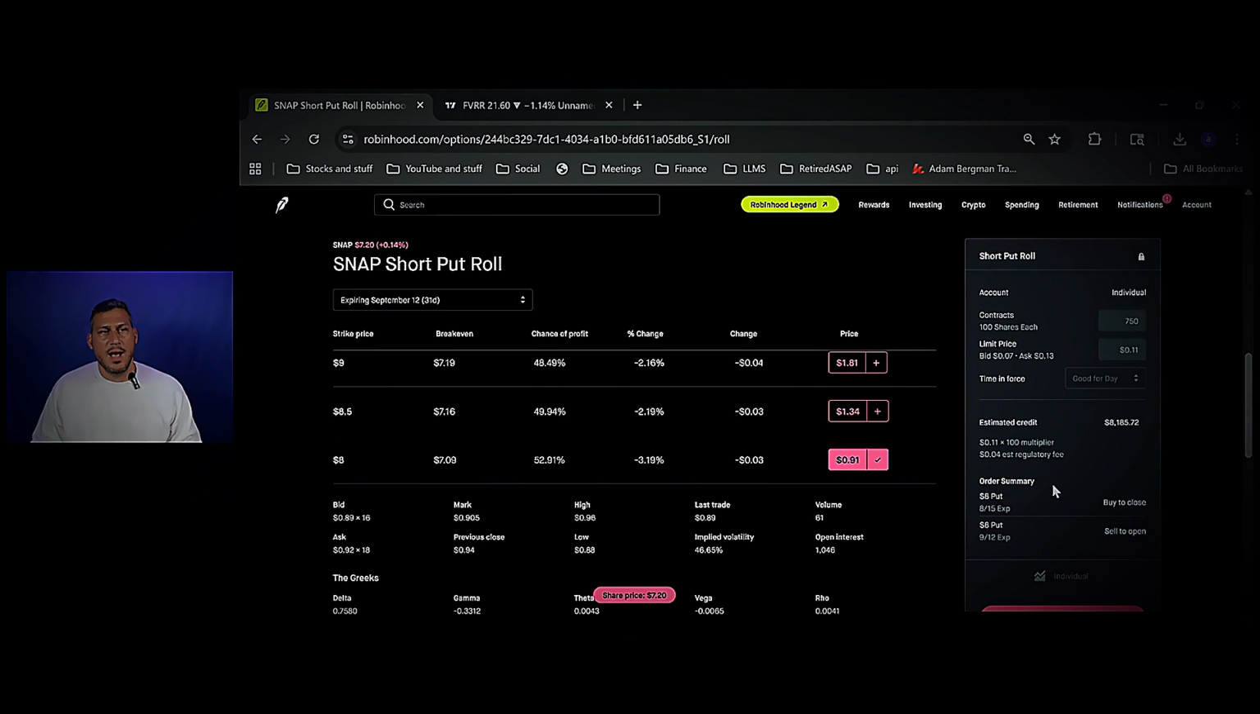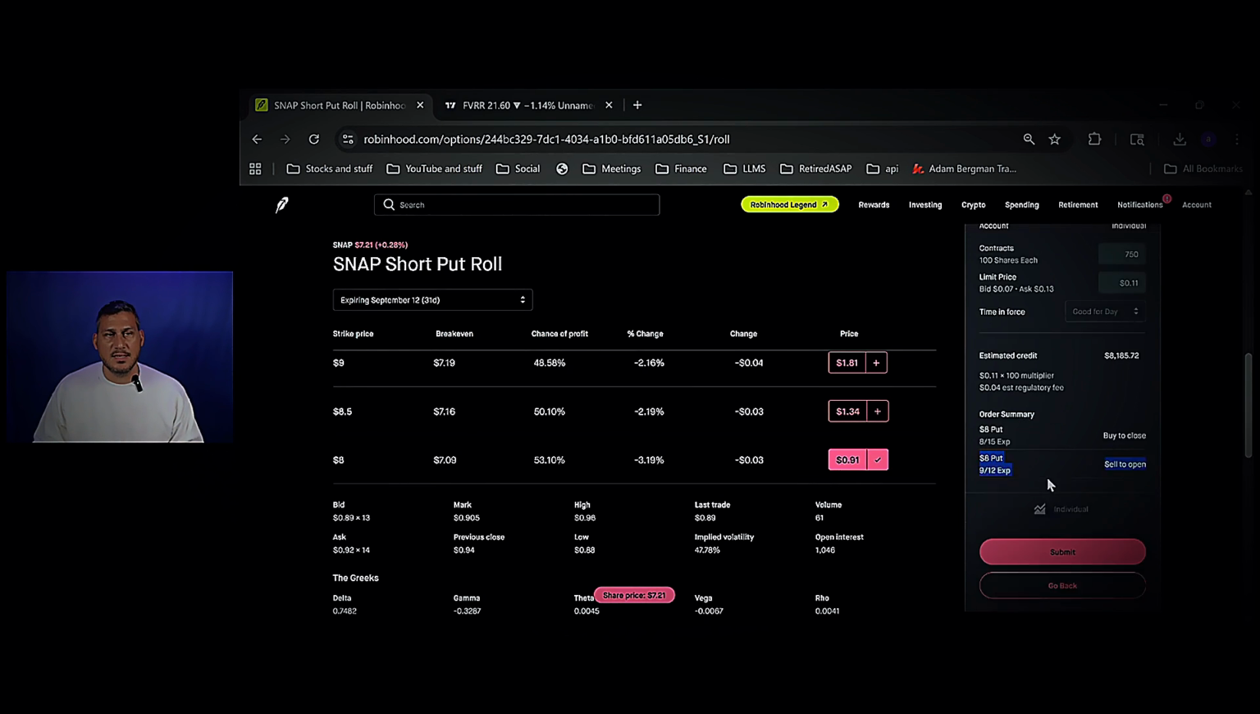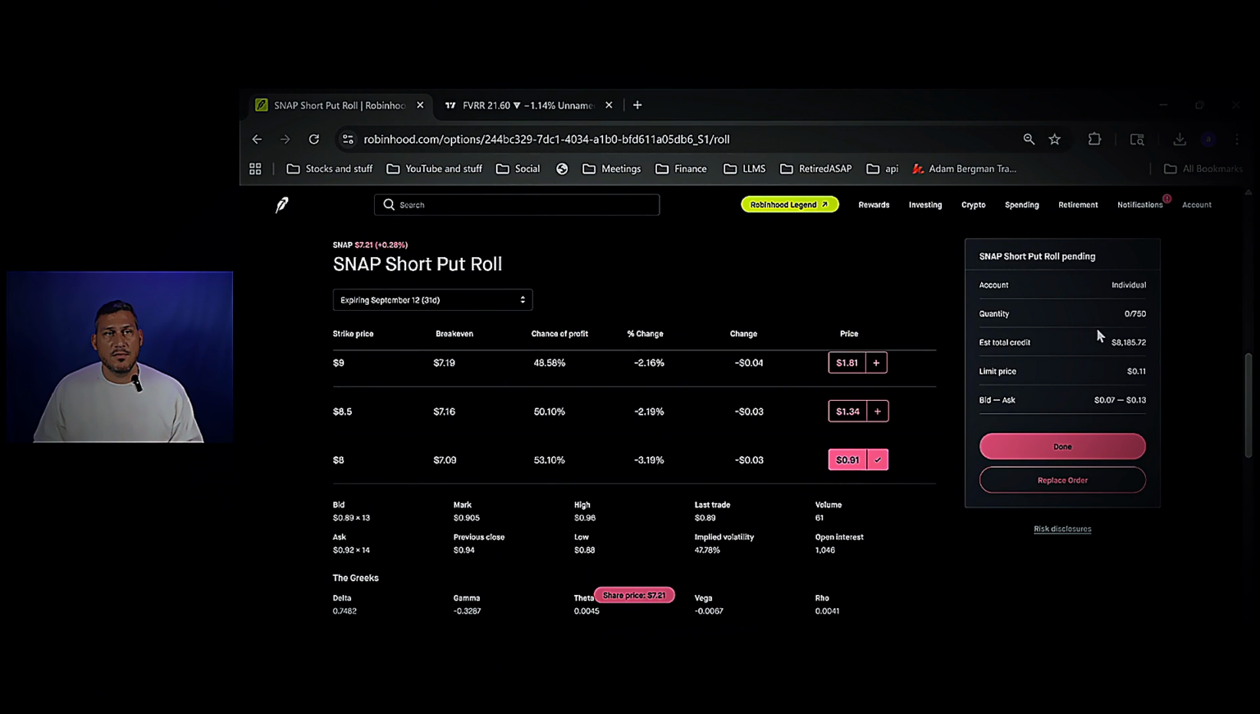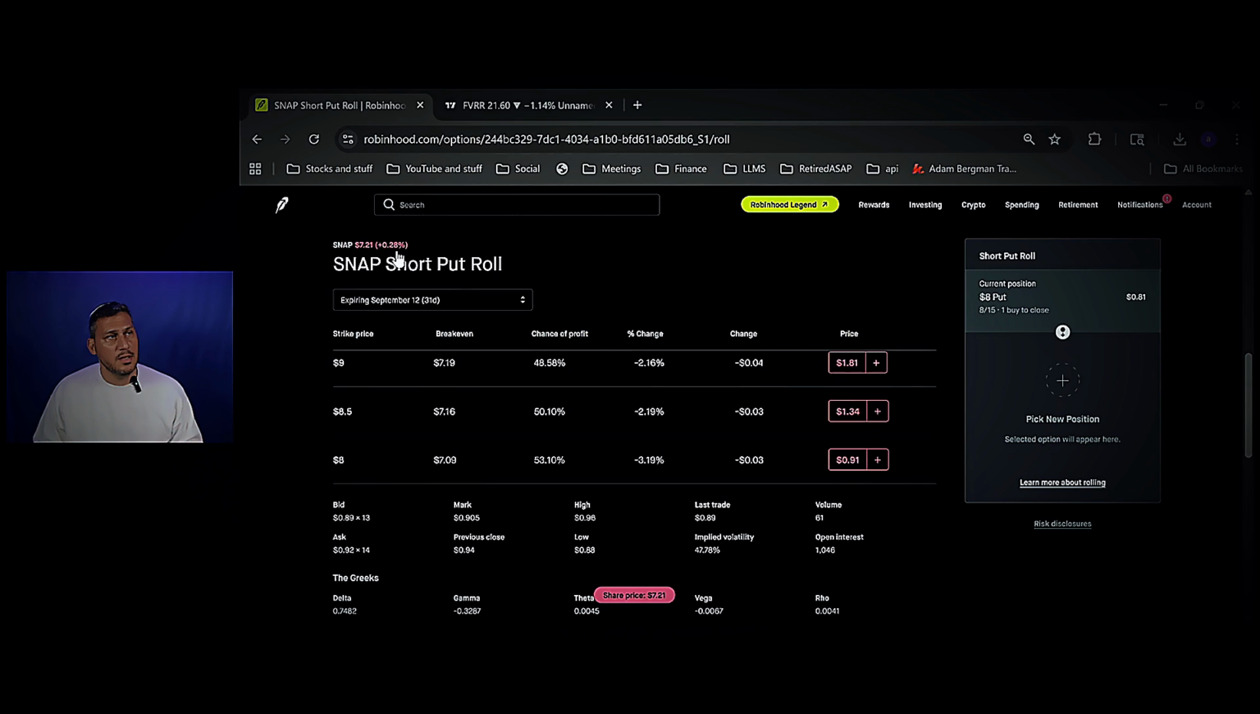What I'm doing is I am saying that I am willing to buy back my existing contracts that have an $8 strike expiring August 15th. In order to do that, I'm paying back roughly 80 cents. And in order to do that, I am selling to open simultaneously a new contract at an $8 strike expiring on September 12th. And for this, I'm going to collect 91 cents. 91 cents minus the 80 cents that I'm paying is going to end up giving me hopefully 11 cents in credit. And then I'm going to press done.